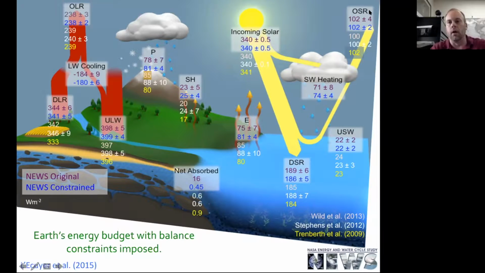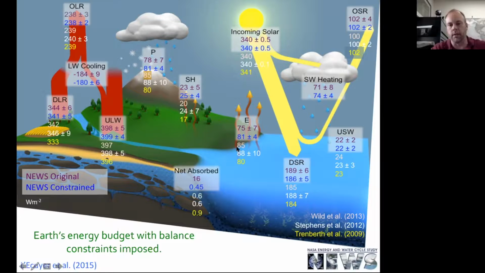Or the outgoing long wave and short wave radiation at the top of the atmosphere to balance the incoming solar at the top of the atmosphere. So this is done using a variational technique. I don't have time to get into that right now, but the bottom line is we impose these constraints objectively, as opposed to some of these other estimates that you see here.